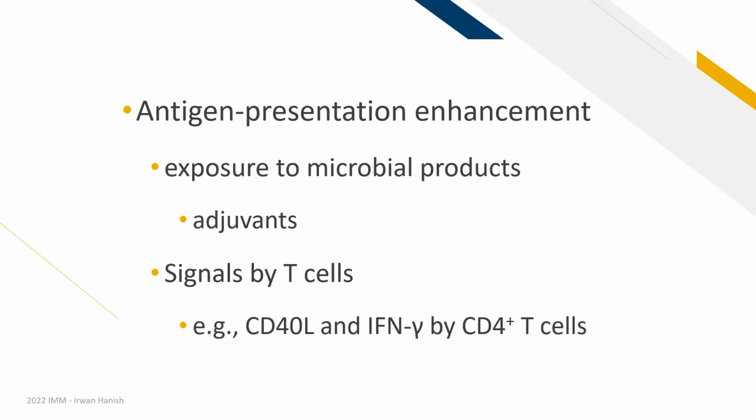And that process of antigen presentation, it is enhanced by exposure to microbial products rather than non-microbial products. And this principle is applied when you make a vaccine, for example. When you make a vaccine, sometimes you can add pieces of microbes to enhance vaccine performance. And that additional substance is called an adjuvant.